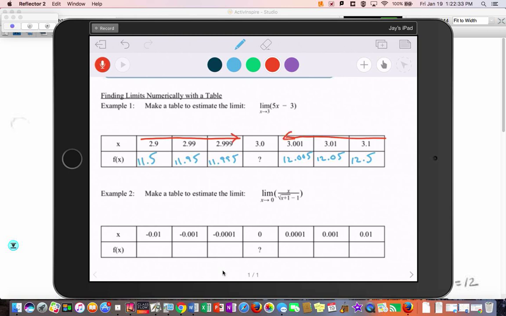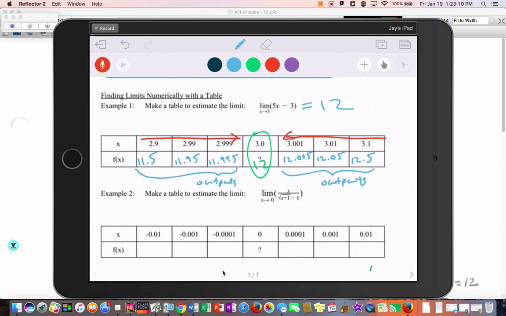Now, what we did is we moved closer to 3 with the inputs. Our inputs were moving closer and closer. And these blue numbers, these are the outputs. And what you're seeing is that most people in the room, or if you're listening to this lecture, you would agree that this is getting closer and closer to 12. I don't need the number at 3. Now, we do know that if I plug 3 in, 5 times 3 is 15 minus 3 is 12. But I didn't need that. It just so happens that it works.